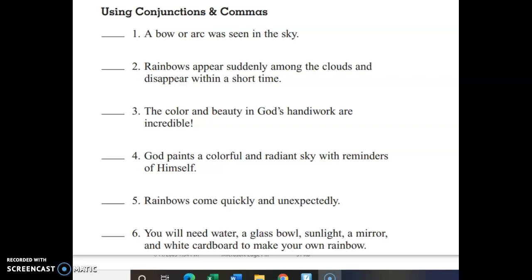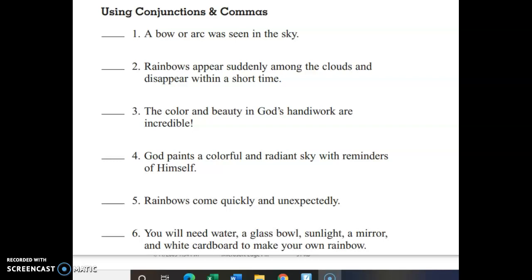So, look at your example. Rainbows are always red, orange, yellow, green, blue, indigo, and violet. So when you have a series of adjectives, adverbs, or direct objects, you are going to use a comma and before you use the coordinating conjunction.